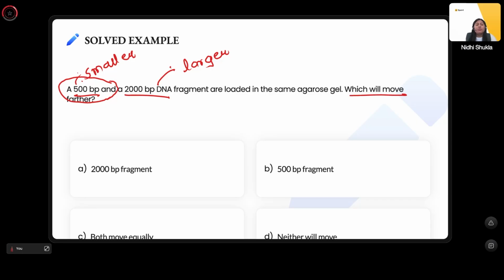So which will move farther? Which will move farther means which DNA fragment is going to cover more distance. So the answer is going to be the 500 base pair fragment. The 2000 base pair fragment is going to cover less distance than the 500 base pair fragment. Equally, no, they are not going to move equally, and neither will move. This is wrong because DNA is a negatively charged molecule, and under the influence of an electric field, it will always move towards the positive terminal.